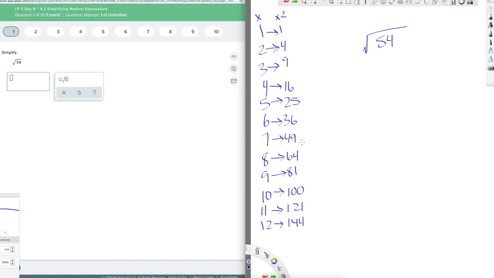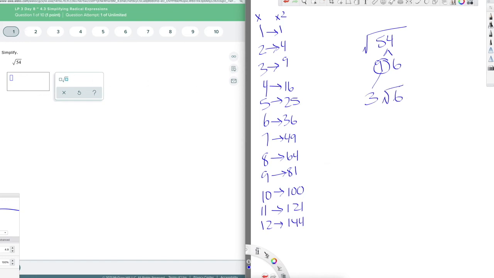So in this case, I want to say 54, and I want to figure out what I can divide 54 by in this list. And I know I can divide 54 by 9 and by 6. And 9 has a square root, so 9 will turn into 3. The square root of 9 is 3. 6 does not have a square root, so 6 is going to get left behind. So I'm going to have 3 square root 6. So that's just the basic idea there.